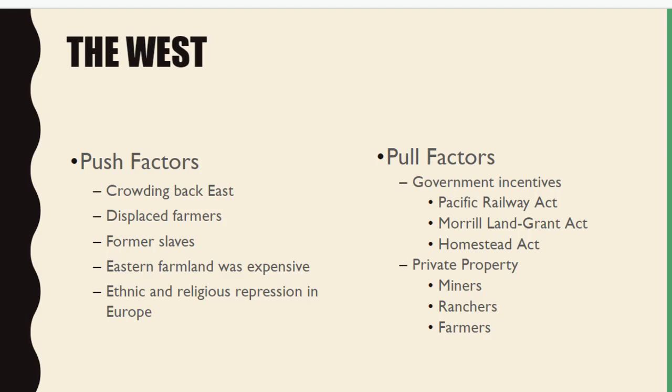So it all gave people the will to move to a harsher climate in an area where things might be difficult. There was also a lot of pull, meaning things that were going to pull people away from their homes to come and settle in the West. There were government incentives, which we talked about before: the Pacific Railroad Act, the Morrill Land Grant Act, and the Homestead Act, which we'll talk about today. There was also a lot of private property for miners, ranchers, and farmers, which meant that there was a lot of money to be made, even though it was going to be a challenging way.